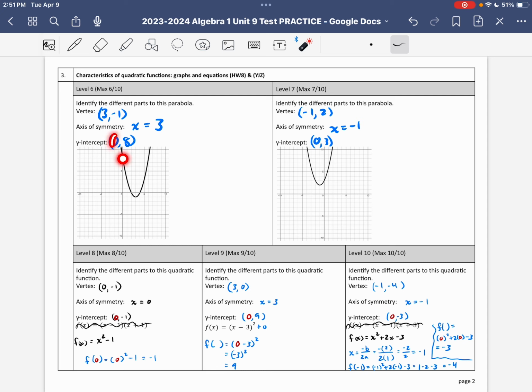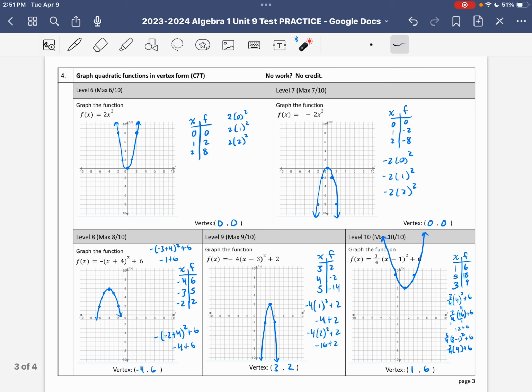And so that's why I wrote 0, 8. And then the first number has to be 0 because if you go left or right, then you're no longer on the y-axis. Man, I keep saying that. So right here is your y-intercept. Forgive me. Okay, now let's look at number 4 and then 5, then we're done with this video.